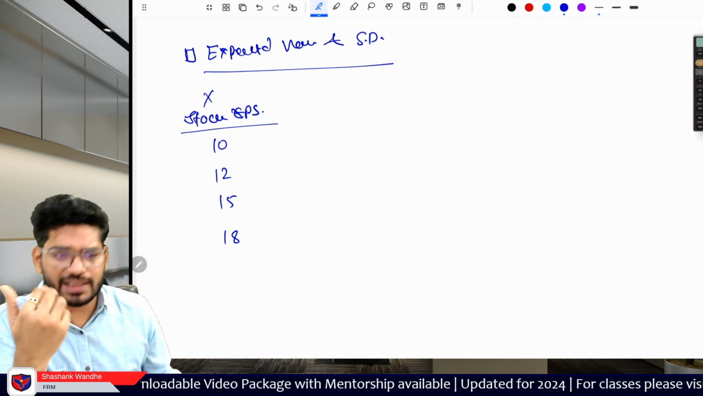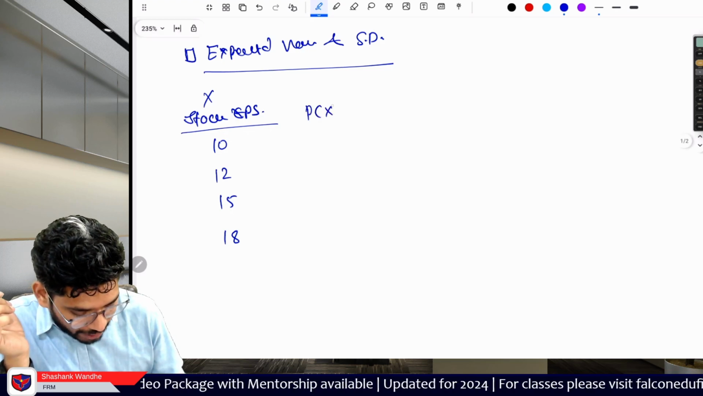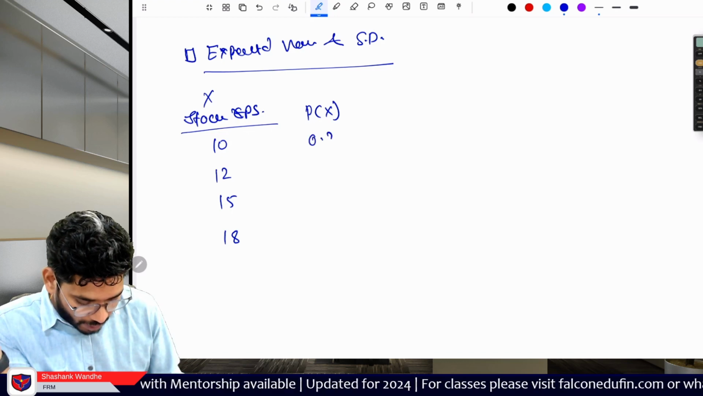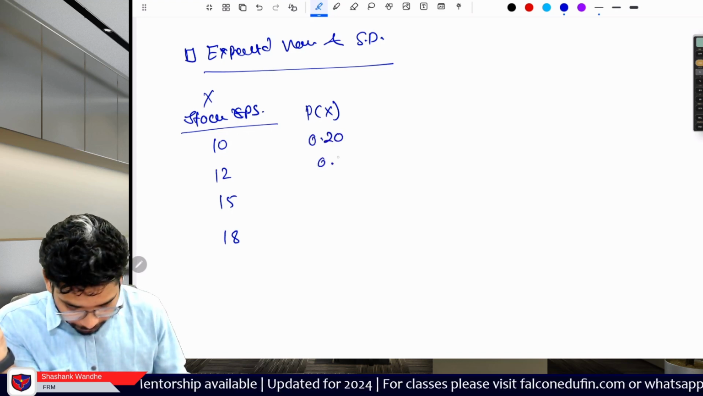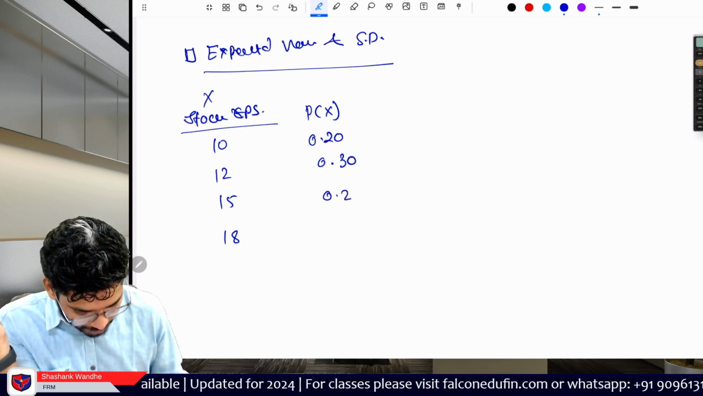Now here, because it's a forecast, we will need probabilities. We have the probability of X, and the probability of X simply tells you what is the probability of getting this EPS for this stock.